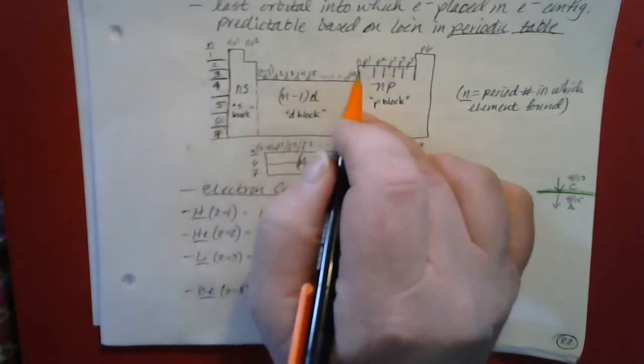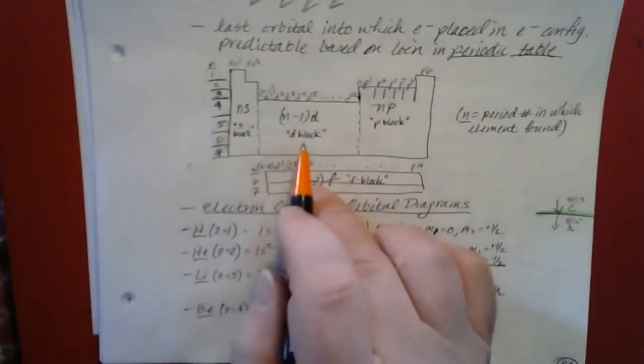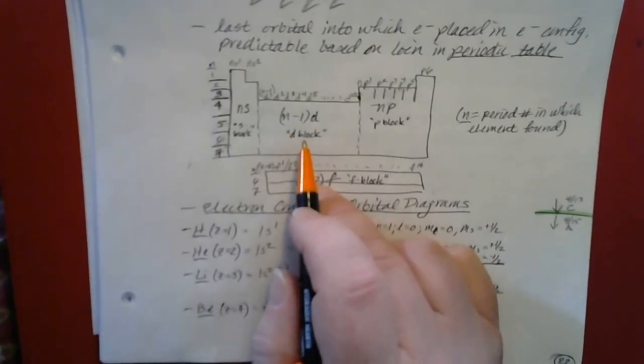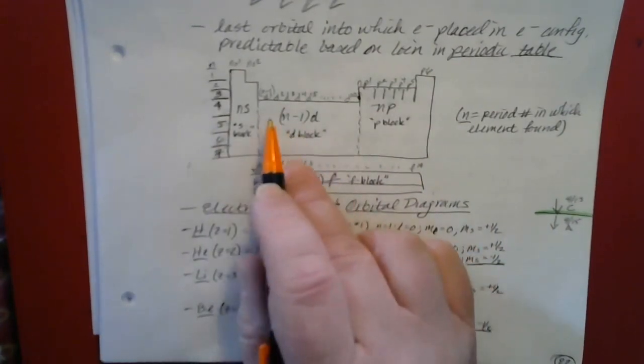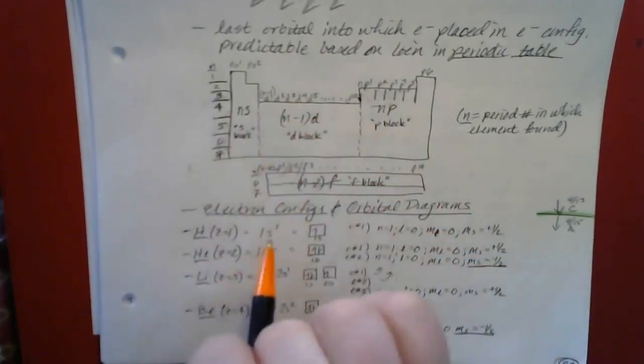You'll notice there are 10 columns in the D block because in any given shell that has d orbitals, there are 5 d-type orbitals. And each of them can accommodate 2 electrons. So that's a total of 10 electrons for the d-type orbitals in any given shell.